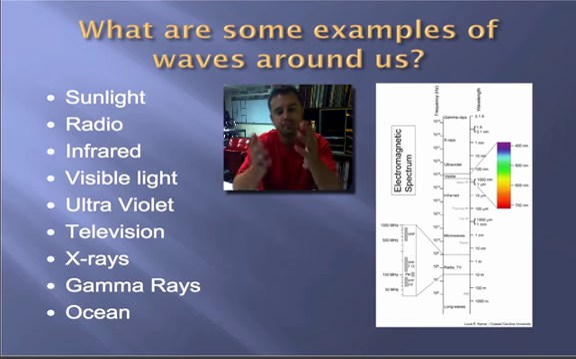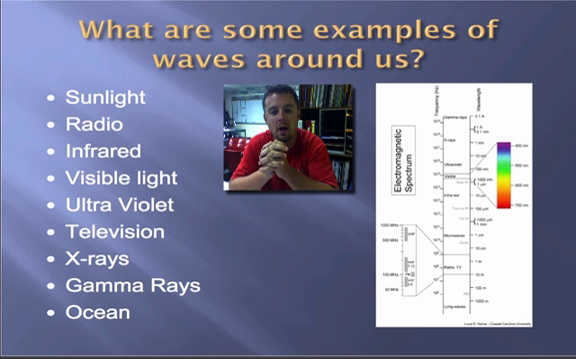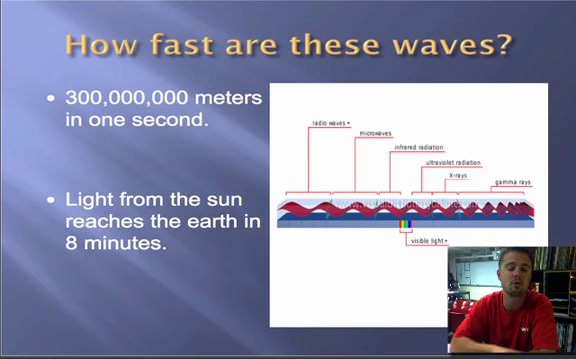For example, when we're sitting there and just kind of hanging out, what are some examples of some waves or rays that are around us? Well, the list there are just some of the ones that you may consider to be waves that are around you. Everything from sunlight to visible light to X-rays to gamma rays. These are things that you might find as you're just sitting there.